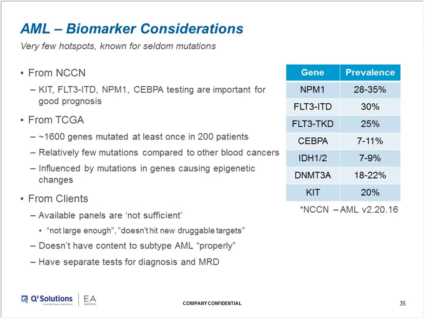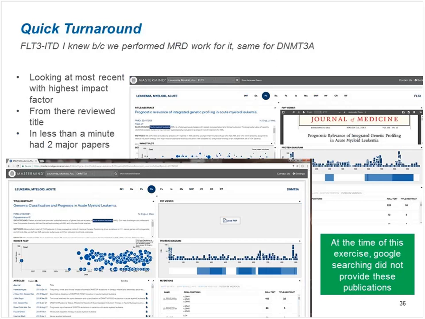And as I mentioned earlier, clients were asking, panels weren't sufficient, they weren't large enough, we can't subtype, we can subtype. Okay, we want a test that we can also use to diagnose minimal residual disease. Okay, the list goes on and on. So that's when I contacted Genomic folks to help with this process.